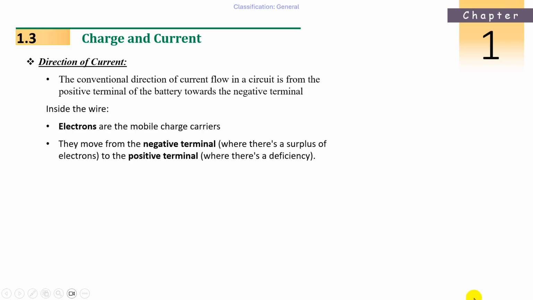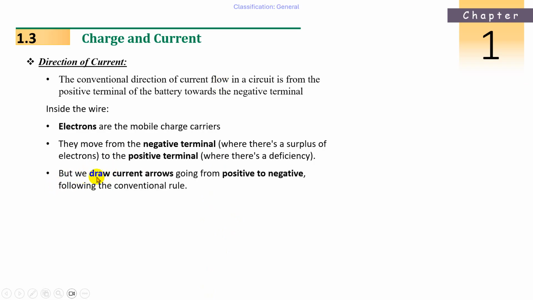What is an electron? A negative charge, right or wrong? Electron means minus e, negative charge, right? So where will the negative charge be? In the minus terminal, right? From that minus terminal, they are pushed. So it will move from the minus terminal to the plus terminal inside the wire.